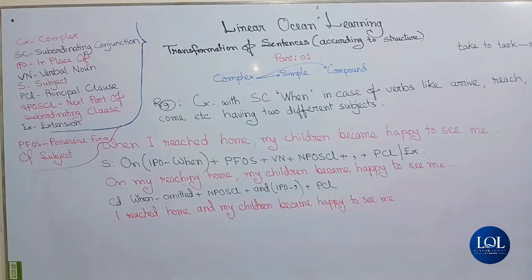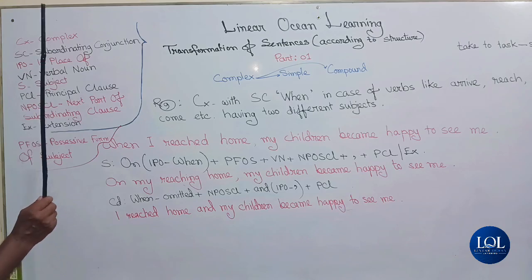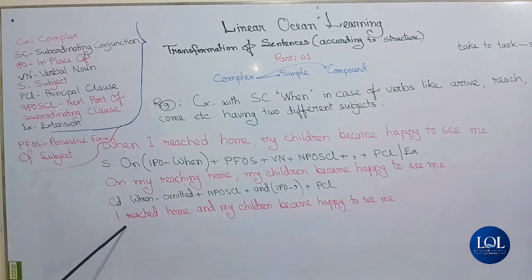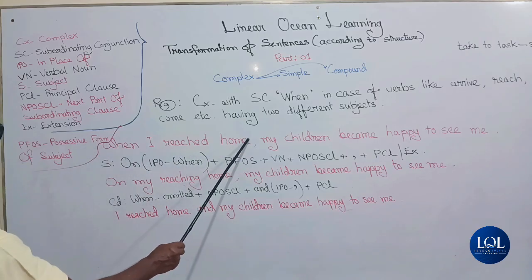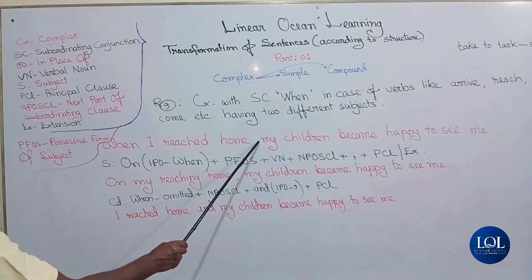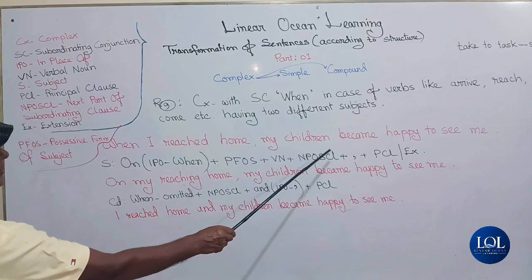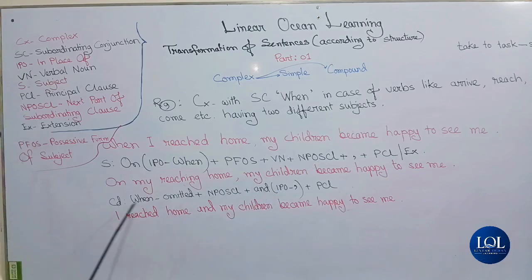To make it compound, we have to follow the usual structure as before. I reached home, when omitted, the next part of the subordinating clause, I reached home, and in place of comma there will be "and", then the principal clause. Then the principal clause is: my children became happy to see me. So: I reached home and my children became happy to see me.